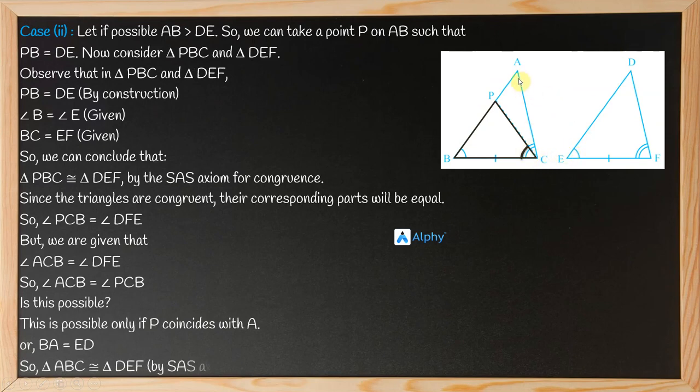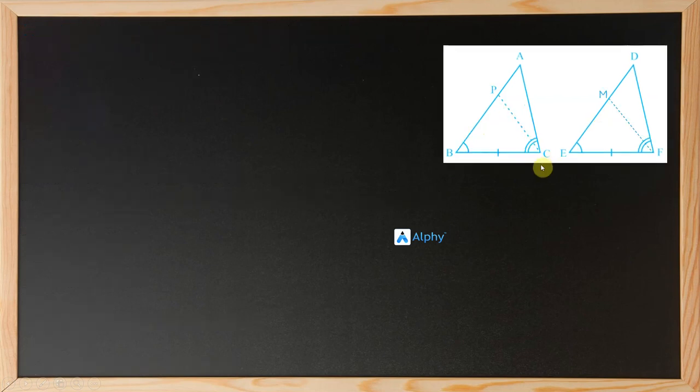So triangle ABC, this whole triangle, is congruent to triangle DEF by the side angle side congruence rule, because we have two pairs of sides and one pair of angles which is included between those sides. So we can say that these two triangles are congruent to each other. Now let us see case 3.